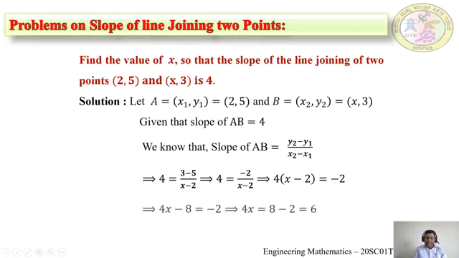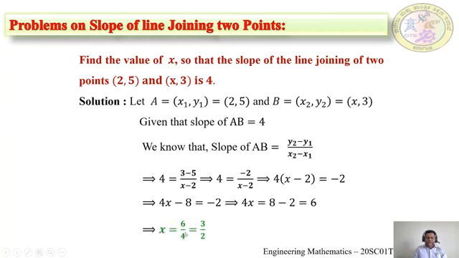Now we have to simplify this. 4 into x is 4x, minus 4 into 2 is 8, and in the RHS it is minus 2 only. Further, if you simplify this, minus 8 will be shifted to the other side. When minus 8 comes to this side of the equals sign, it becomes plus 8. So it will become 4x is equal to 8 minus 2, and that value is 6. So we got 4x is equal to 6.